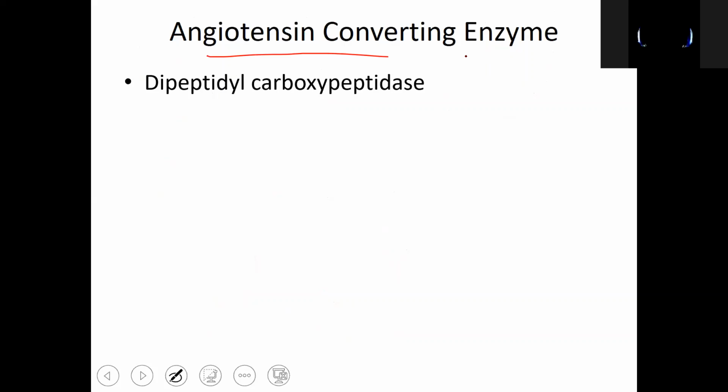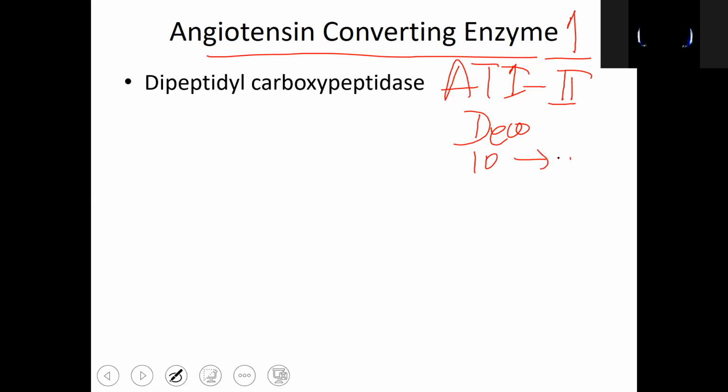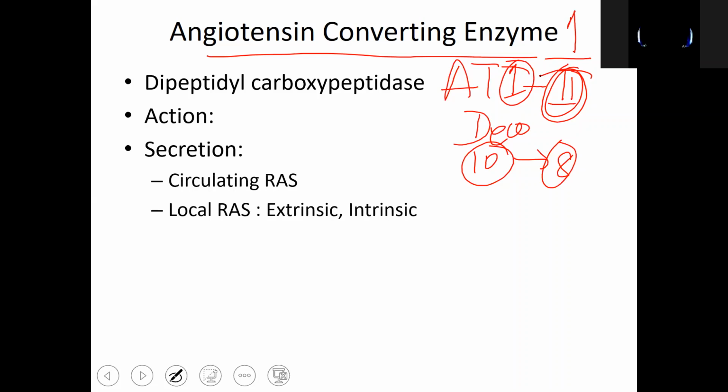By angiotensin converting enzyme, we mean angiotensin converting enzyme 1. It is a dipeptidyl carboxypeptidase. What it does is convert angiotensin 1 to angiotensin 2. Angiotensin 1 is a decapeptide, deca, or you may say 10, and it becomes 8. So it splits the terminal 2 amino acids from angiotensin 1, and it forms the most active angiotensin, that is angiotensin 2. Okay, so that is the action.